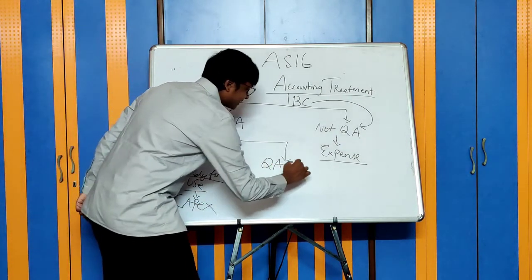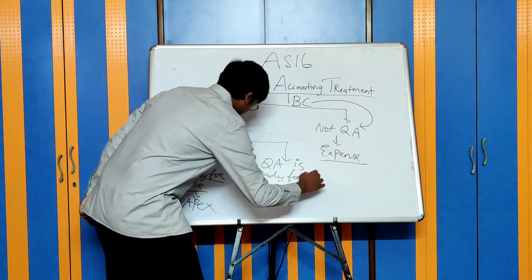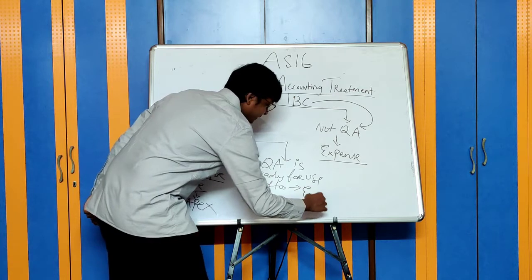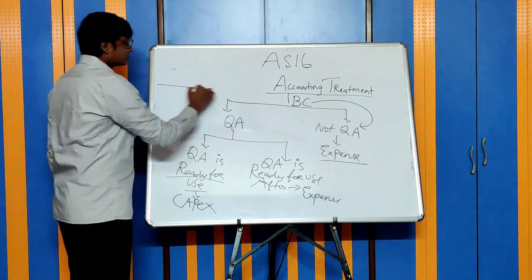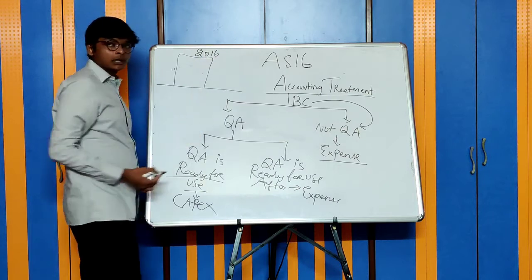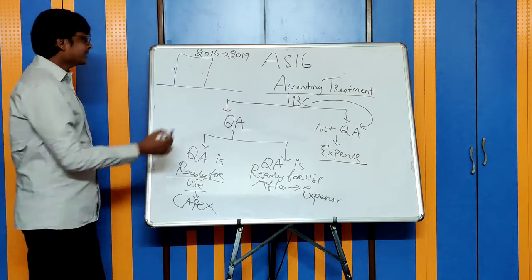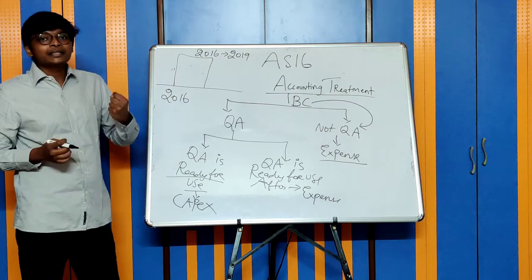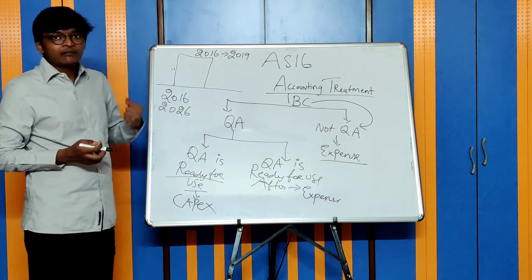Once the qualifying asset is ready for use, after this time, you will expense it. Let me explain. Let's say you are constructing a building and the construction has started in 2016 and the construction got over in 2019. Let us assume you have taken the loan for this in 2016, which is repayable in 10 years. So 2026 is when you are going to repay the loan with the interest.